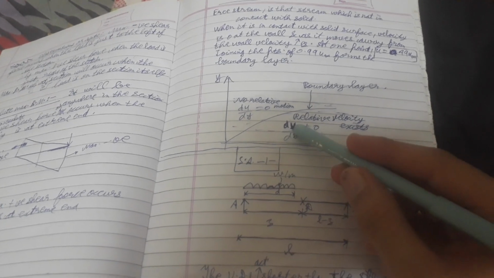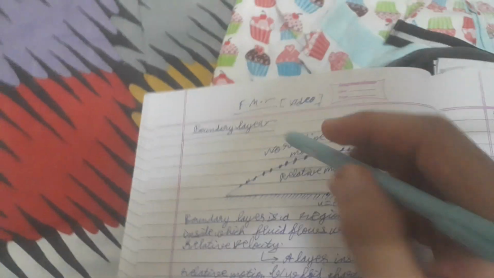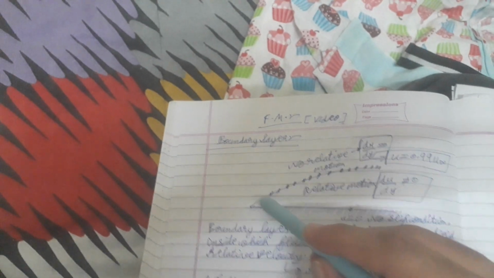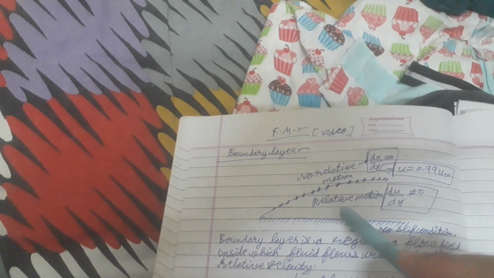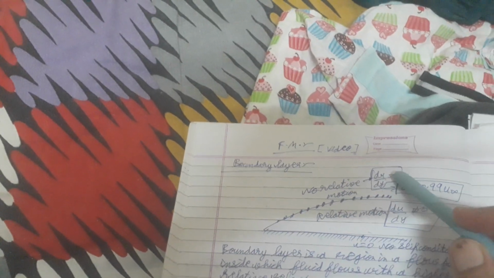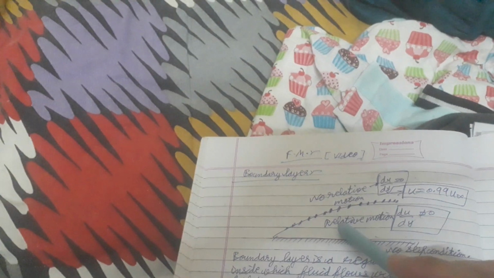This is relative velocity, du by dy not equal to 0. Fluid mechanics, boundary layer. This one is the curve. This is the line. These are the points. No relative motion: du by dy is equal to 0, u is equal to 0.99 u infinity. Relative motion: du by dy not equal to 0, u is equal to 0.